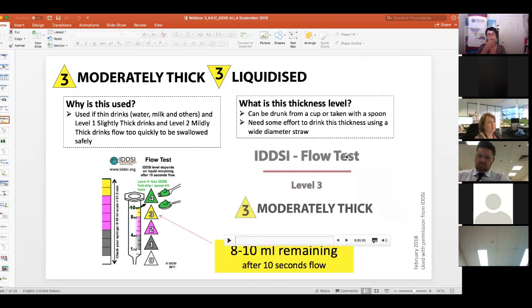And just as a reminder here, those moderately thick liquids are used if thin liquids, so water, milk or other things, tea and coffee, or level 1 slightly thick drinks or level 2 mildly thick drinks flow too quickly to be swallowed safely. So this thickness level could be taken from a cup or taken with a spoon. It needs some effort to drink this thickness using a wide diameter straw. So you would have 8 to 10 mils remaining after 10 seconds of flow.